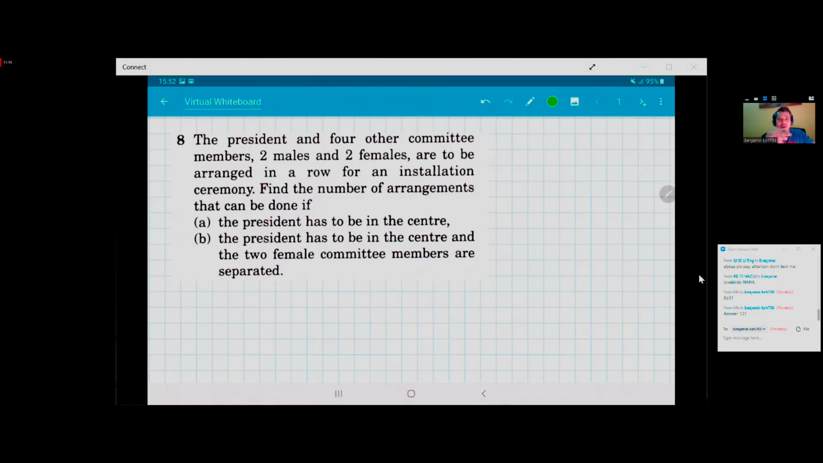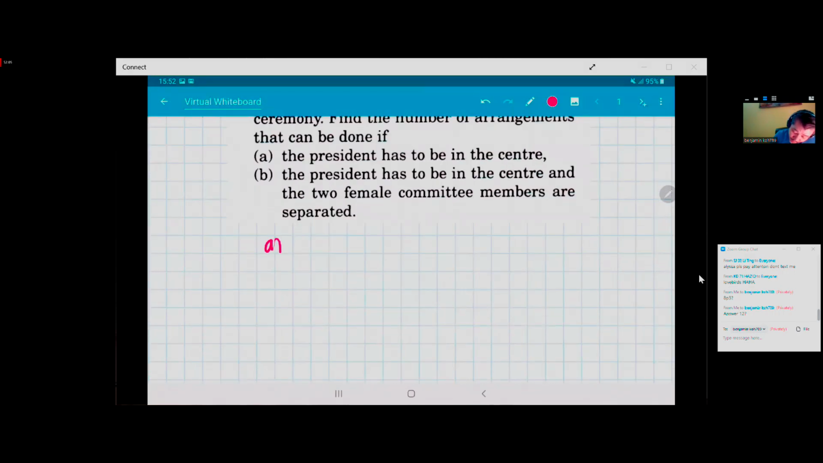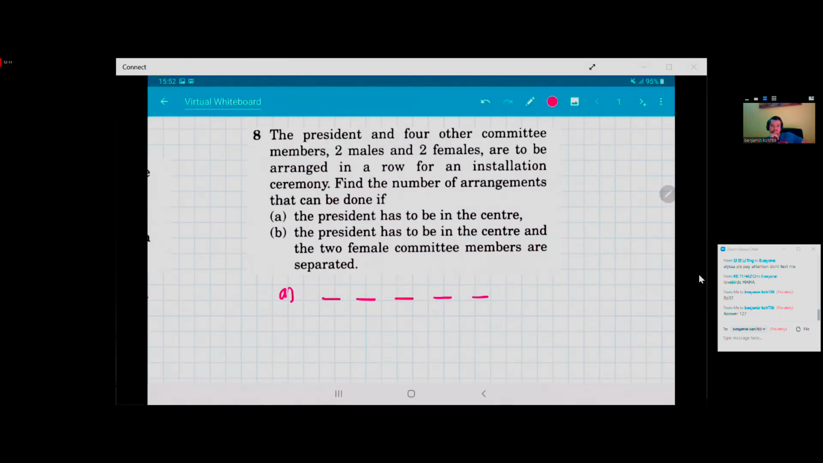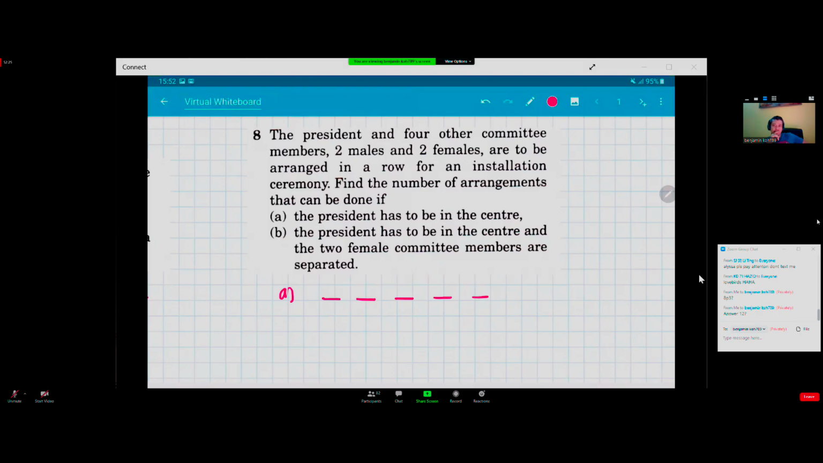Find the number of arrangements that can be done if A, the president has to be in the center. So what do you think? What's the answer for A? So again, you guys got to understand, 1, 2, 3, 4, 5. 5 people, right? Including the president. Okay, so how do I do this? How many arrangements so that the president must be in the center?